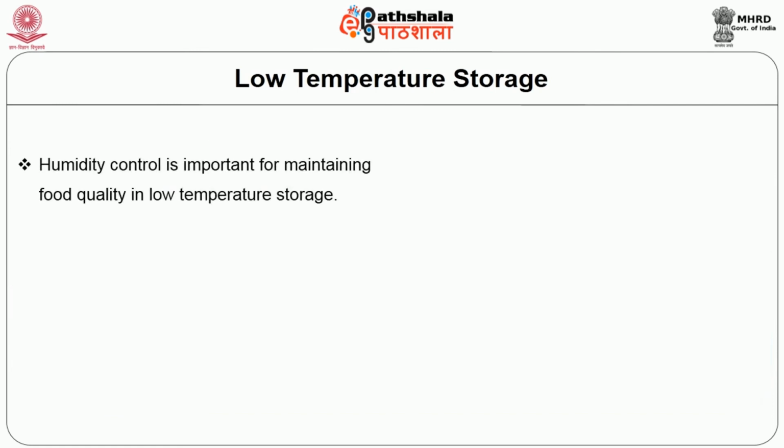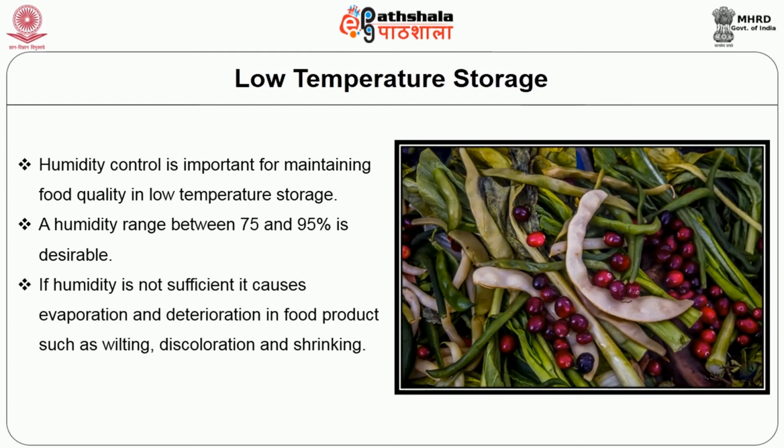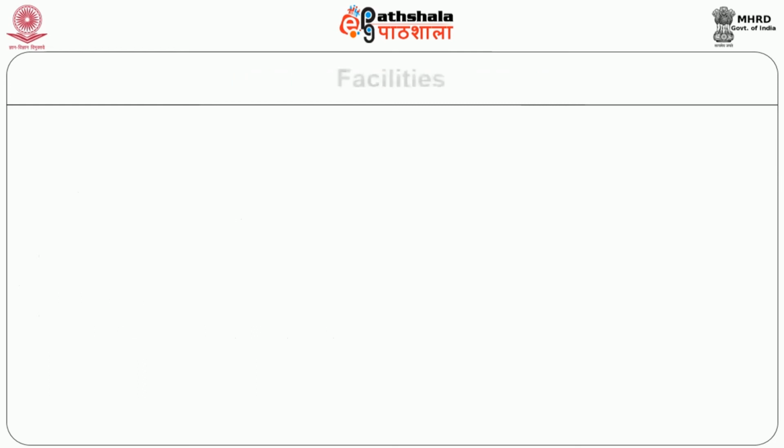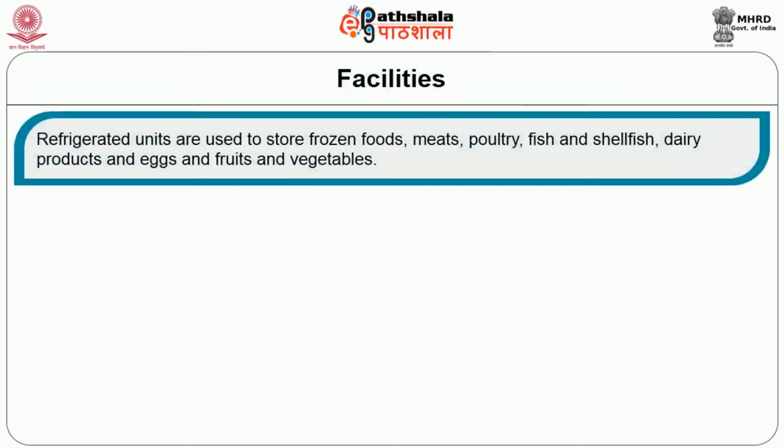Humidity control is important for maintaining food quality in low temperature storage. A humidity range between 75 and 95% is desirable. If humidity is not sufficient, it causes evaporation and deterioration in food products such as wilting, discoloration, and shrinking. Now, let us see the facilities which should be available in a storage unit.